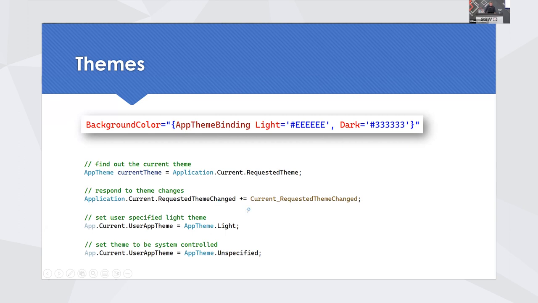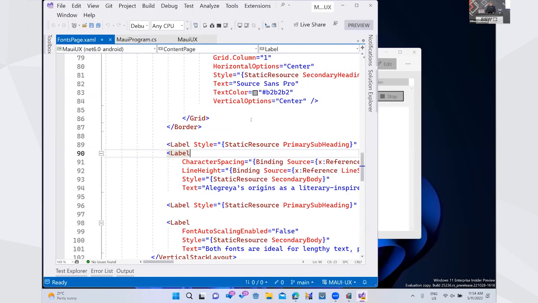You can also respond to theme changes, so you can hook up to an event and see when the user changes between them. And you can also set it programmatically. So if in your application you want a little switch which says, hey, I want to go between light mode, dark mode, or system, you can go ahead and just directly set the user app theme, which is pretty cool. Now I'm going to give this one more crack.